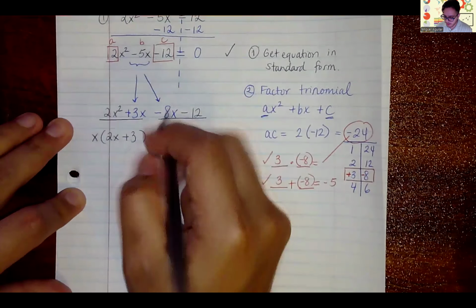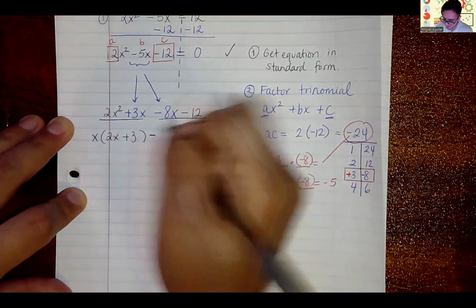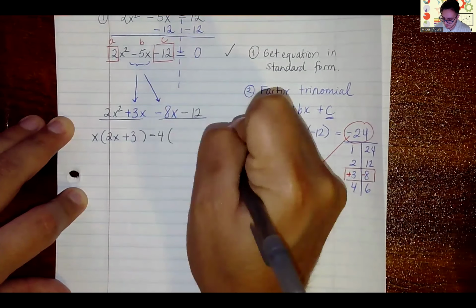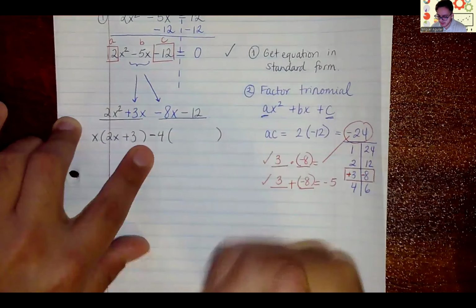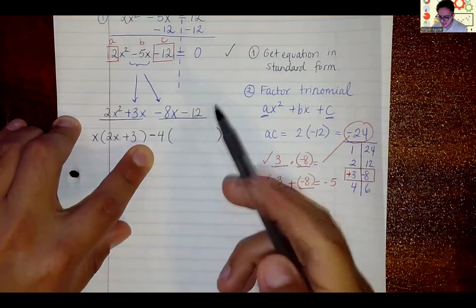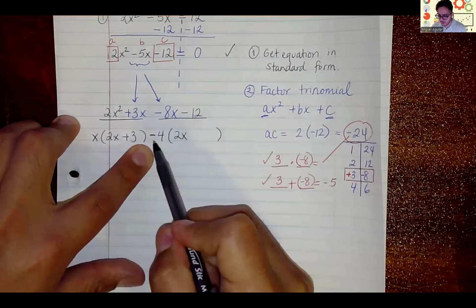And 4 is actually going to work. So since this first term is a negative, we need to bring that negative down and factor out a -4, okay? So then we can play that game of the distributive property. -4 times what gives you -8x, and that's going to be 2x, right? -4 times 2 is the -8.